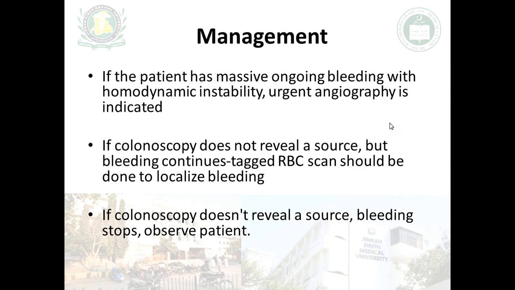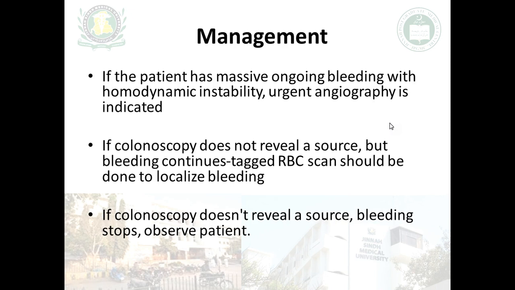In massive bleeding, urgent angiography. And if a patient has intermittent bleeding, colonoscopy is done, and the source is not identified, then you should go for the RBC scan. If the colonoscopy does not reveal a source and the bleeding stops, then observe the patient. So these are the three important points in the management from the diagnostic point of view.